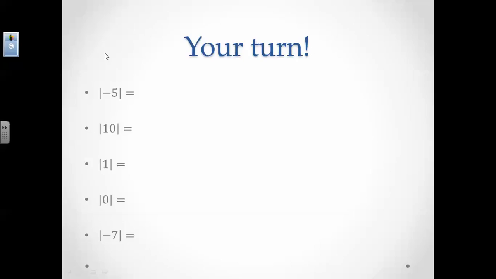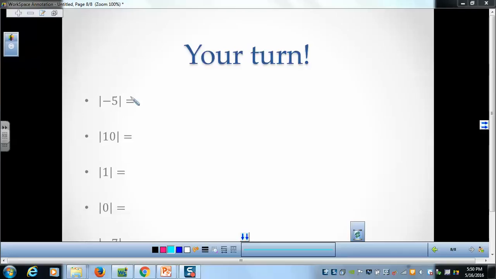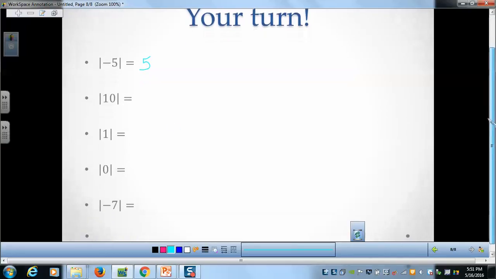Let's do this one. Let me do the first one with you just so you can see this. It's really a very simple, quick answer. I have to recognize the bars, which mean absolute value. So this is basically saying, how far is negative 5 from 0? Your answer would just be 5. It's 5 units. We don't care whether it's to the right or the left. Now what I'd like you to do is pause the video, do these next 4 real quick, and then turn this back on and we'll see how you do.